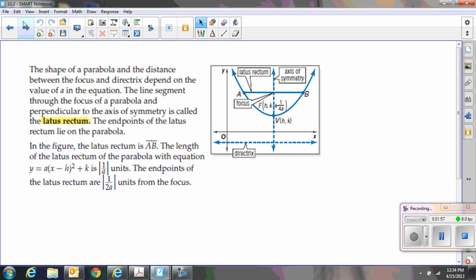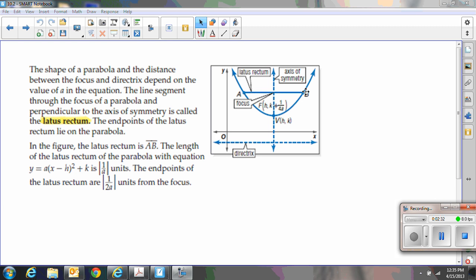A couple other things about the parabola that we're going to look to find is the latus rectum. The latus rectum is the line segment through the focus of a parabola and perpendicular to the axis of symmetry. So the axis of symmetry we've talked about before. Axis of symmetry is the line that goes through the vertex, and it's the line about which the parabola is symmetrical. If I draw a line that is perpendicular to that axis of symmetry and at the same time goes through the focus of that parabola, that's what we call the latus rectum.